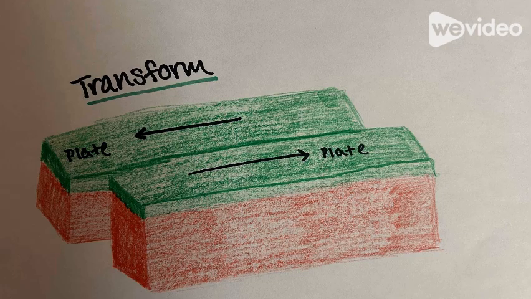Lastly, transform plate boundaries occur when two plates slip past each other. The majority of transform faults are in the ocean crust. They generally cause low tsunami risk, no volcanism, and shallow earthquakes. The main consequence of transform faults is the changes they make to topography. An example of this kind of boundary is the San Andreas Fault.